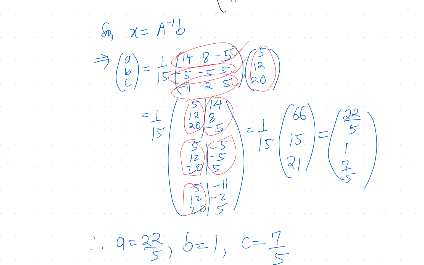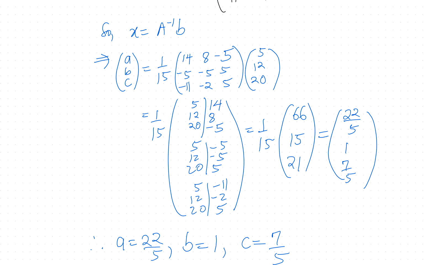And then once that is done, you can now multiply and add. So here, 5 times 14 is 70, 12 times 8, I think that's 96. So you have 166, right? And then 20 times minus 5, that's minus 100, and you get 66. That's why this place is 66.